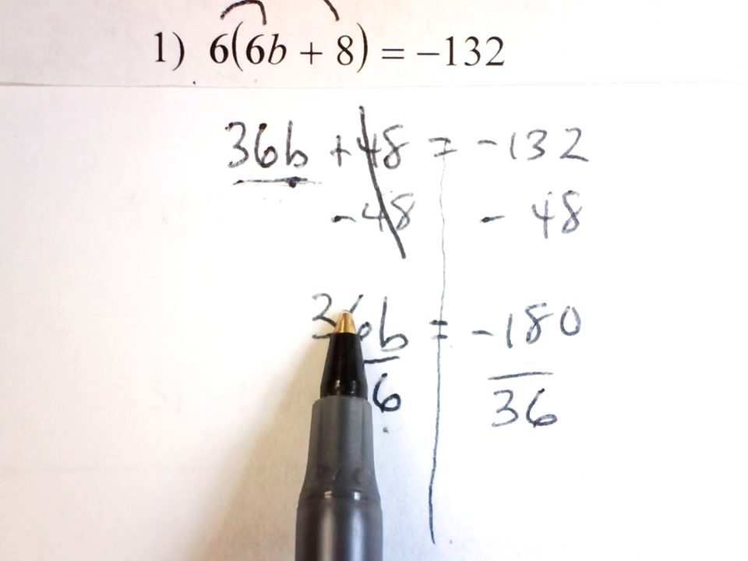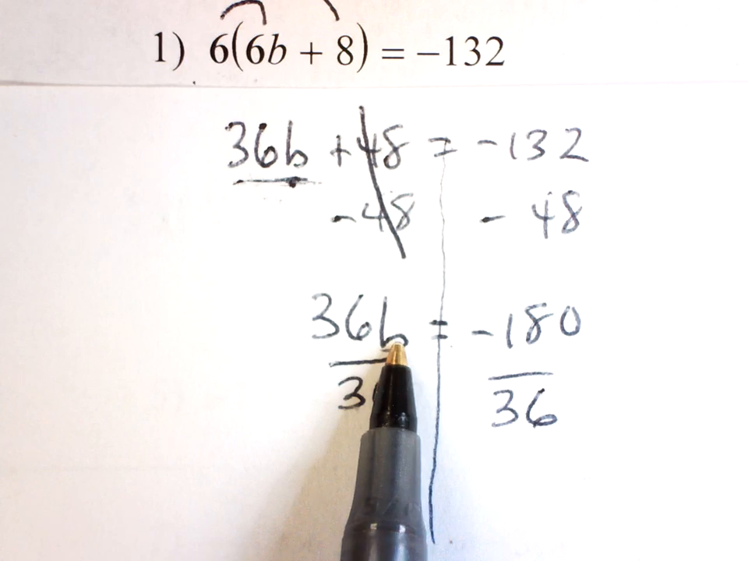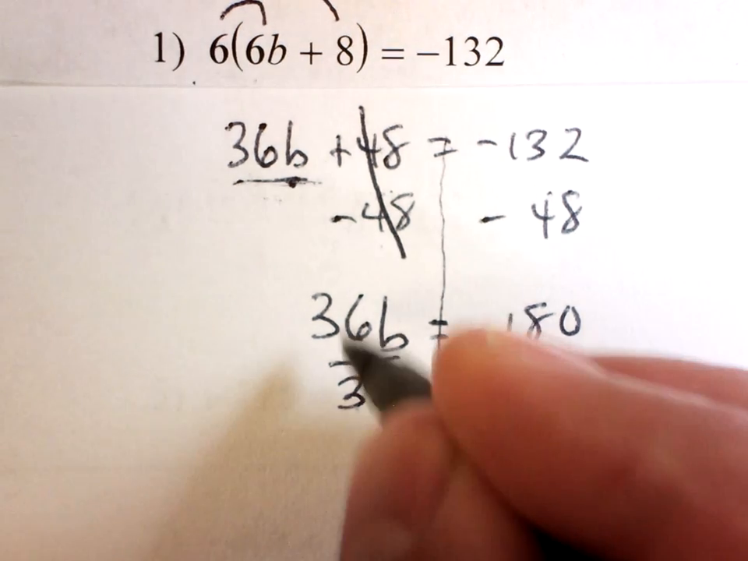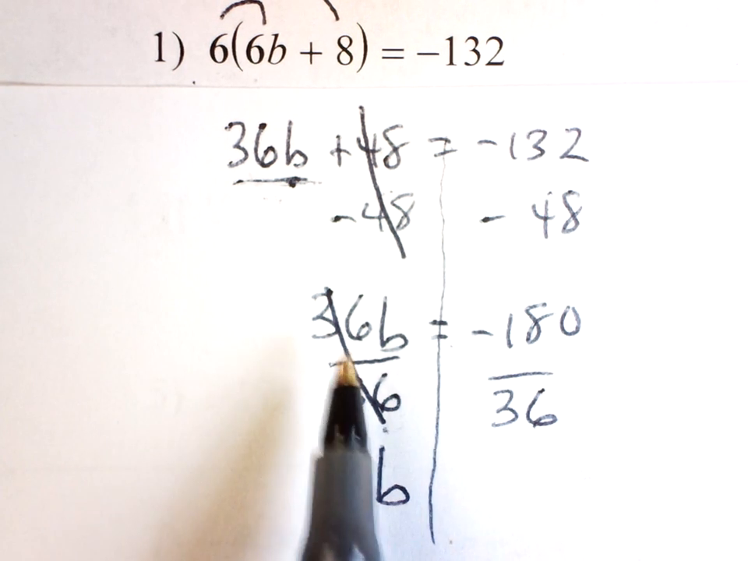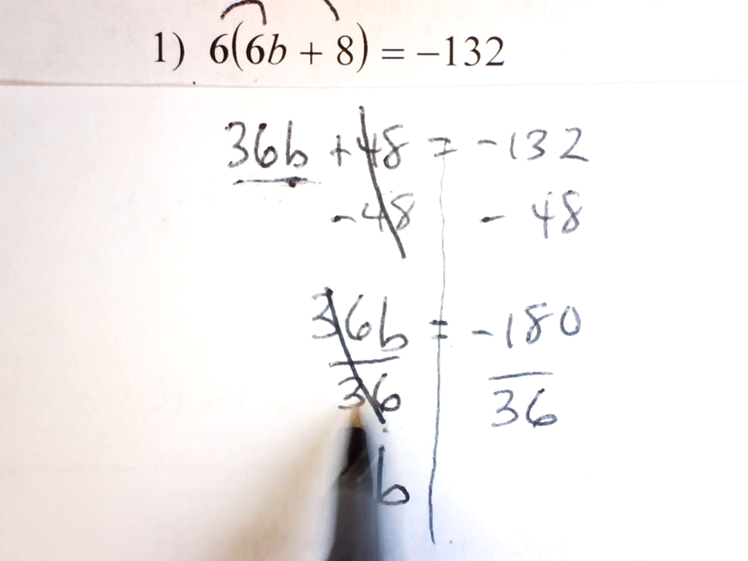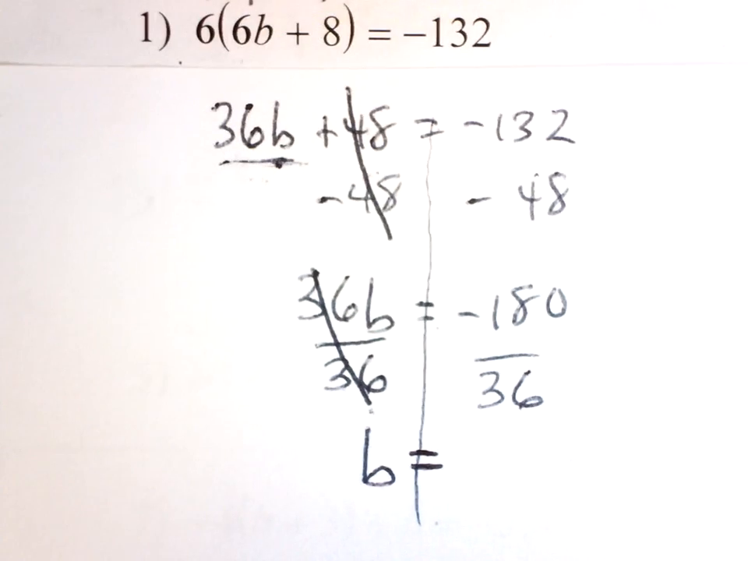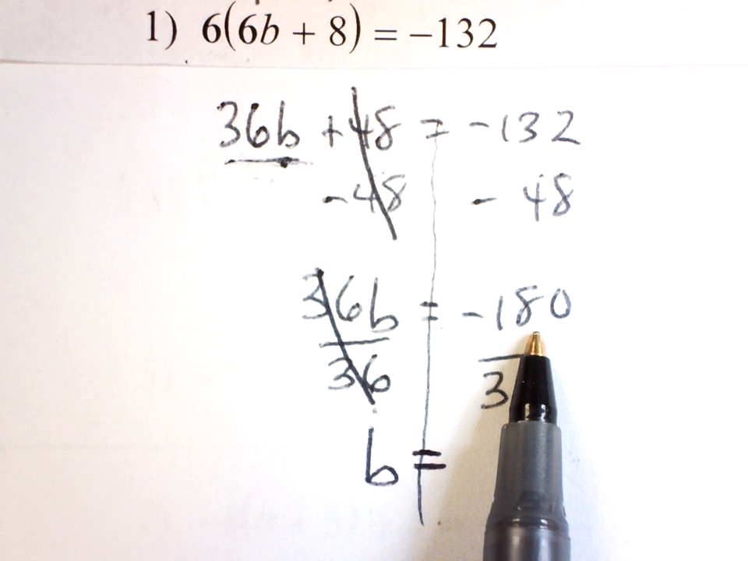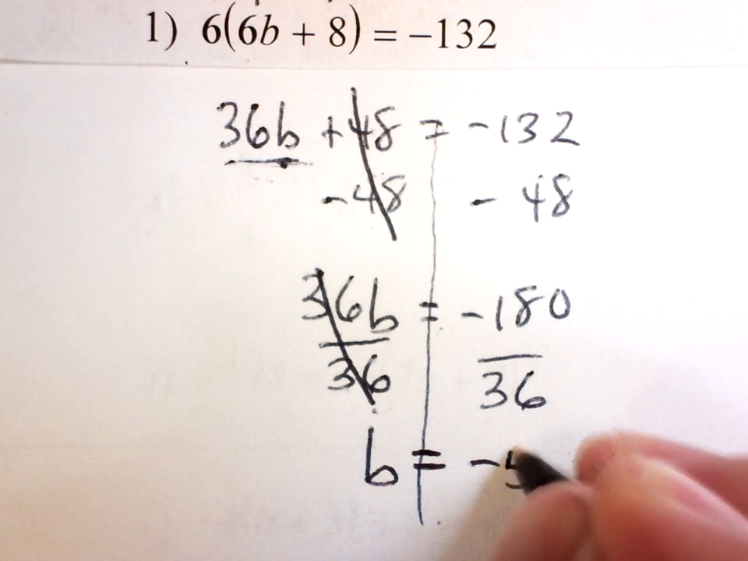Now 36 divided by 36, well, that's just 1. And 1 times b is just b. That's why those basically just sort of disappear. That's what I wanted. I wanted the letter by itself. Because 36 divided by 36 is just 1, and 1 times b is just b. Bring down the equal sign like I always do, and then I can go to my calculator if I want to, and I can do negative 180 divided by 36, and it should give you negative 5.